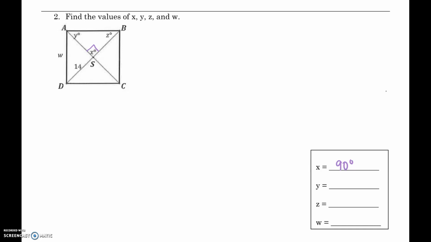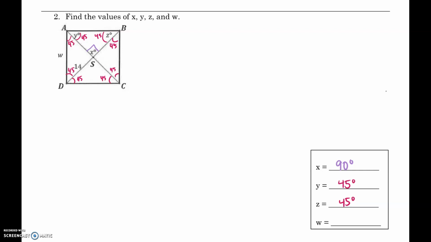We also know that the diagonals bisect all the right angles. So they cut these right angles in half. So we know that all of these pink angles with one arc measure 45 degrees. So we know that y and z both measure 45 degrees. So again, we have a bunch of 45-45-90 right triangles. We're going to see this a lot with squares.